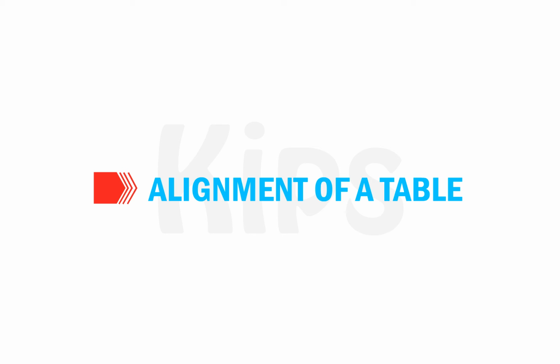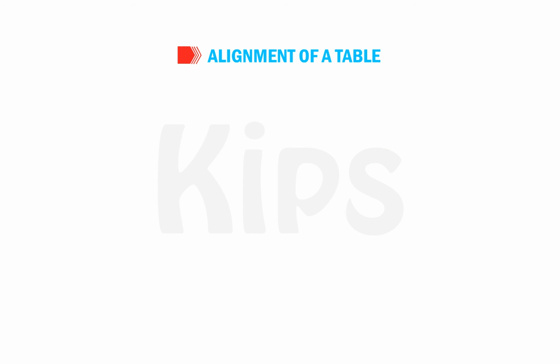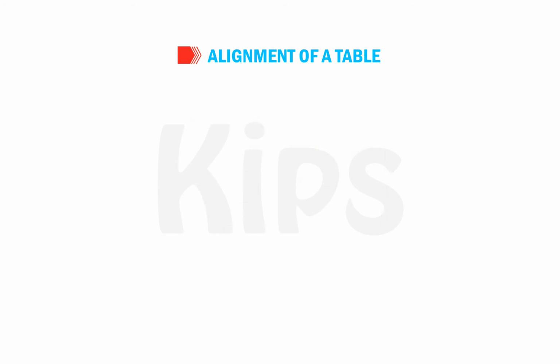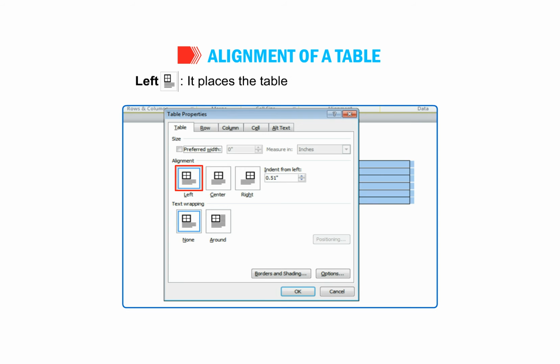Students, now let us talk about alignment of a table. Alignment of a table refers to the positioning of table on a page. Word provides three types of alignments, which are as follows. Left. It places the table towards the left margin. Center. It sets the table in the center of the left and right margins. Right. It aligns the table towards the right margin.